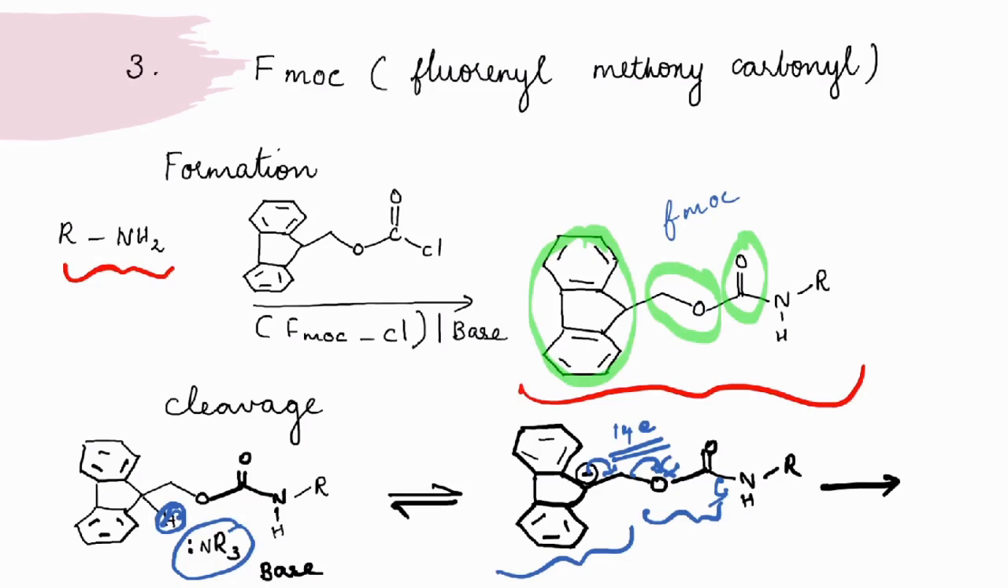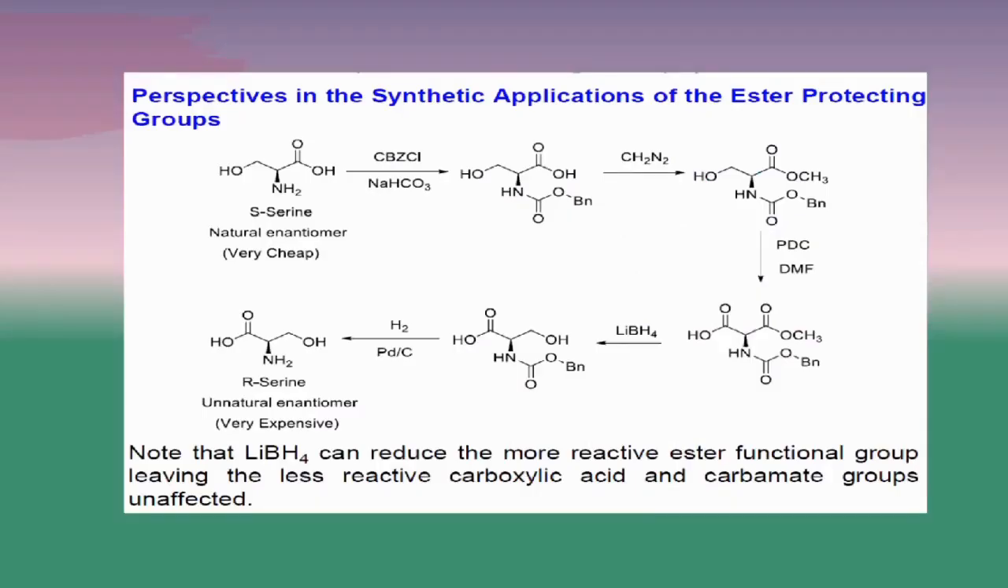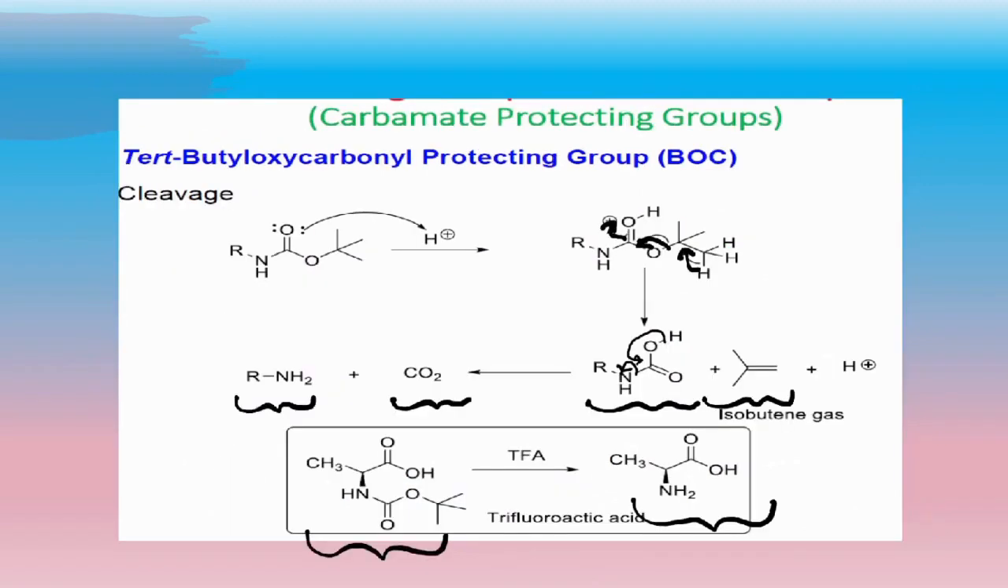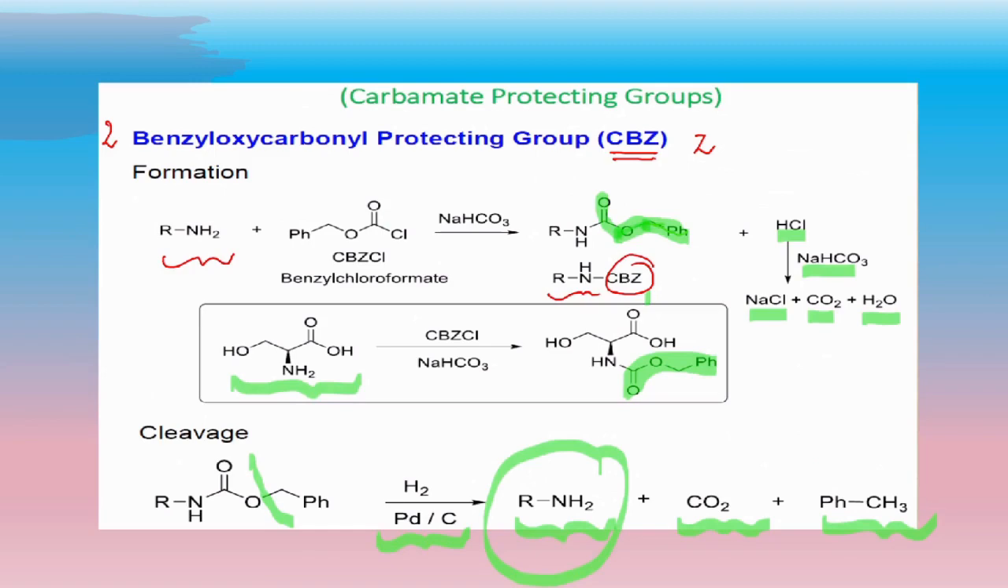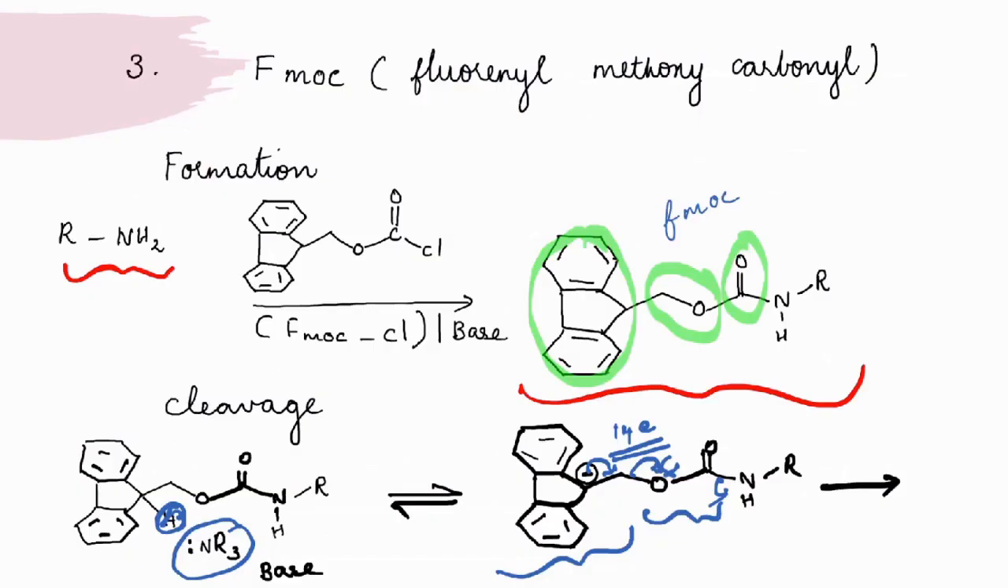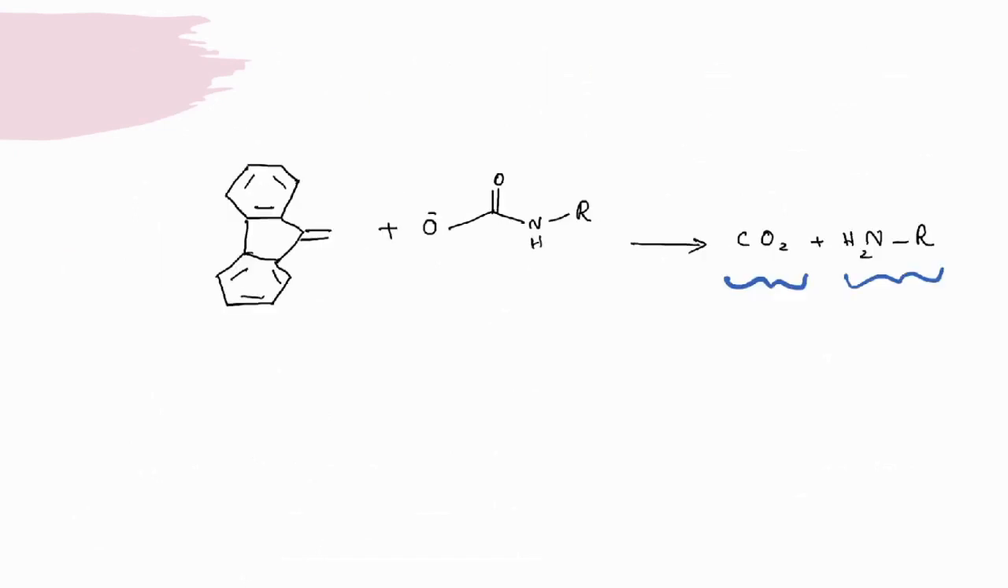So there will be 3 protecting groups. The first one will be what? The first one will be the tertiary butyl oxycarbonyl protecting group, the second one will be the benzyl oxycarbonyl group, and the third one is the FMOC or fluorenyl methoxycarbonyl group.